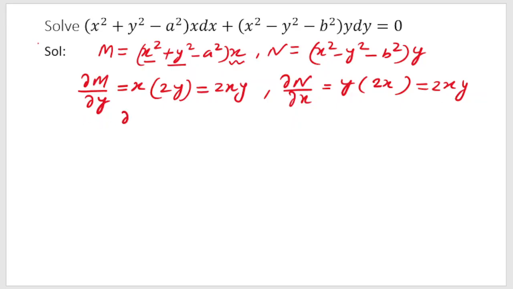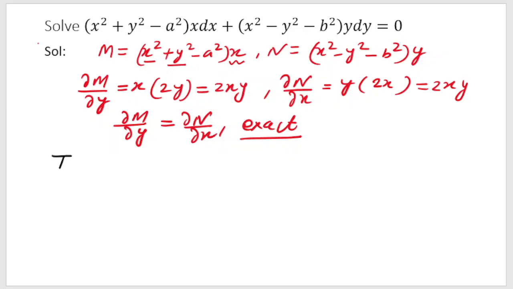So what did I notice? I noticed that del M by del y is equal to del N by del x, and since they are equal, this differential equation is exact. So once we have verified that it is exact, we have to write the solution. So how to write the solution? The solution is, we integrate M. So what is M?